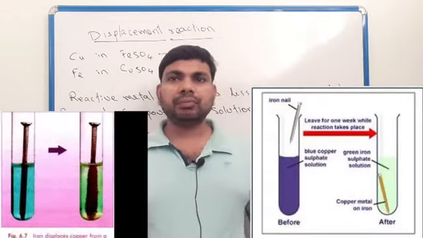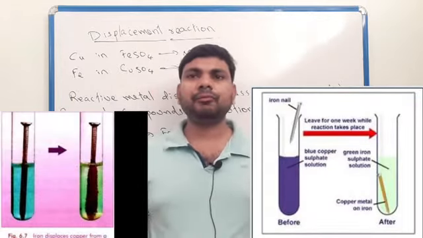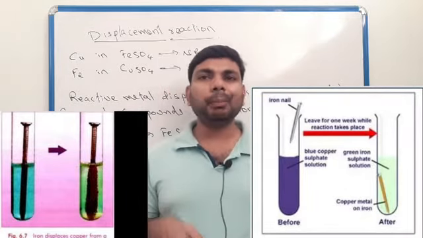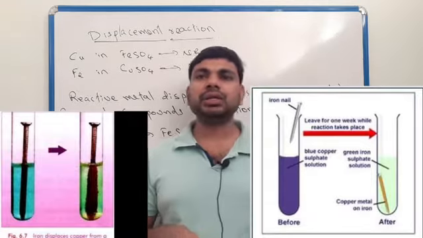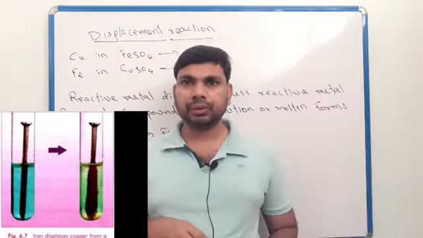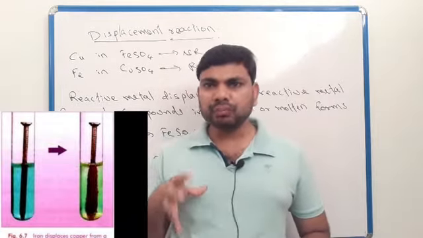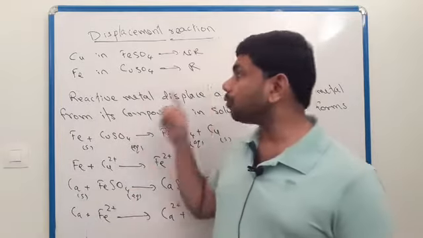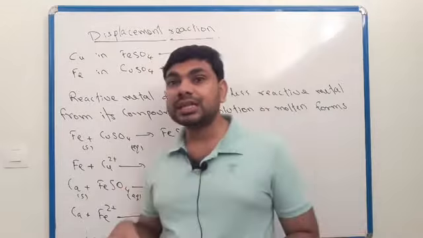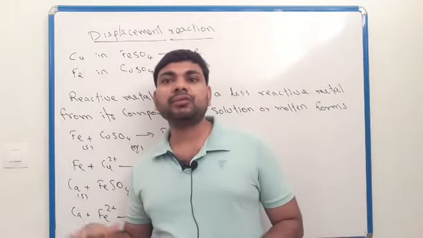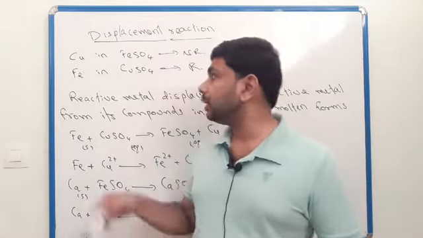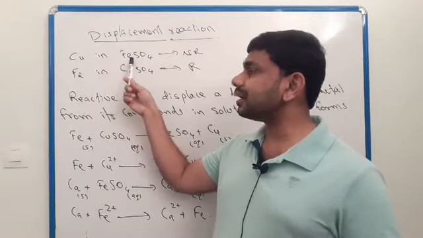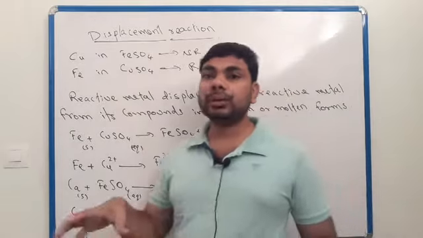But in the second case, when you dip copper in iron sulfate solution, there is no change. From this we can conclude that a more reactive metal displaces a less reactive metal from its compound. When you put copper in iron sulfate, there is no chemical reaction.